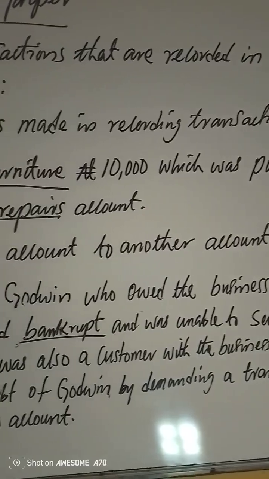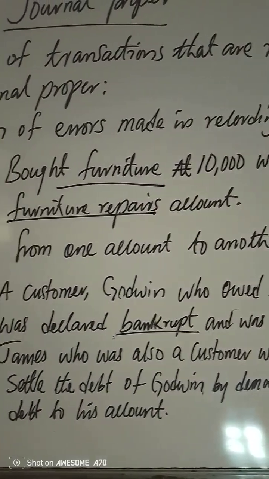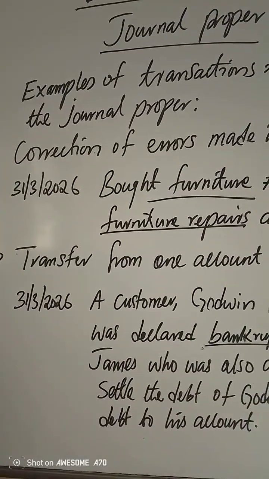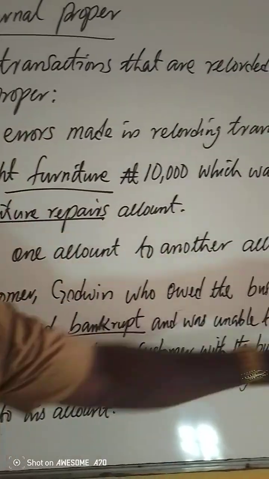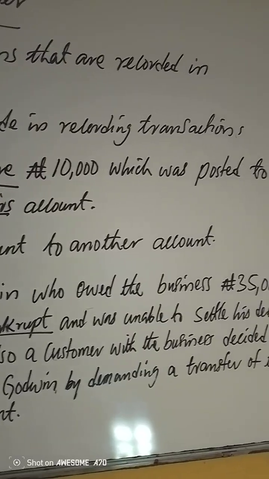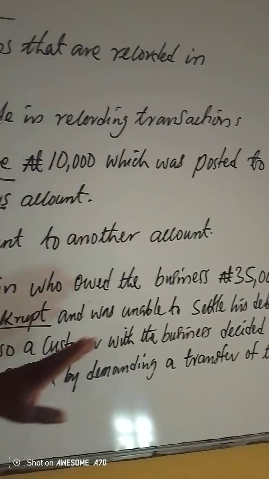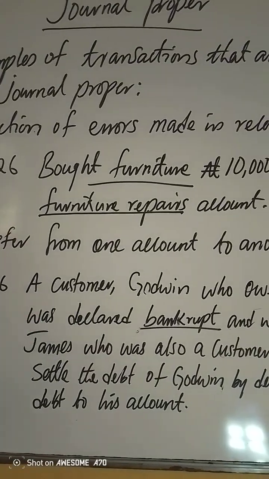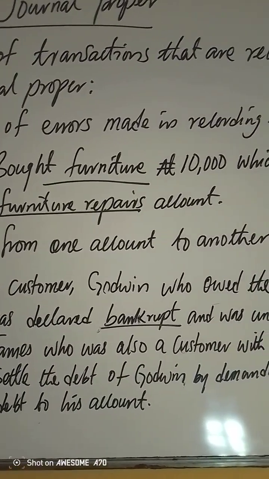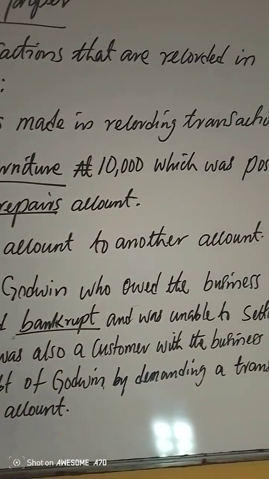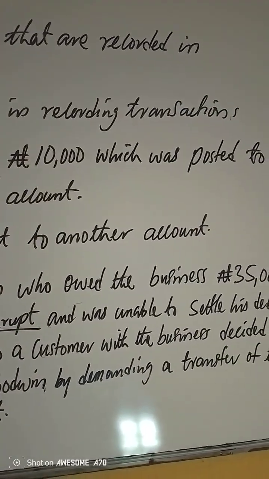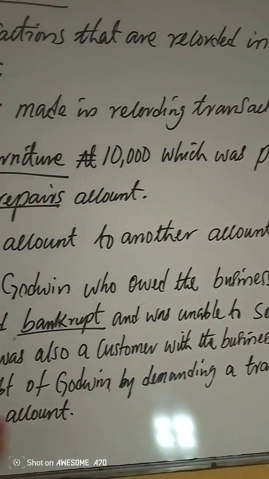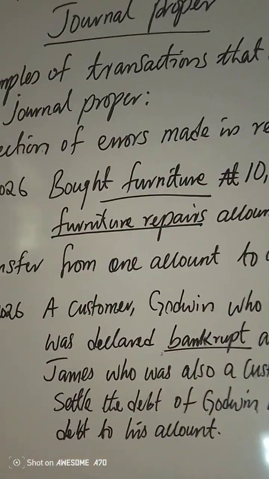So in that case, it means the debt has to be settled by another person or by some other means apart from his own resources. So we are now saying another customer in the business, Mr. James, who also was a debtor or a customer, decided to settle Godwin's debt. Whether he was a friend or any other relation is not our concern, but we know that James agreed to settle Godwin's debt. So in that case, it means the debt of Godwin will be transferred to Mr. James' account. How? Come here, let's look at the proof.